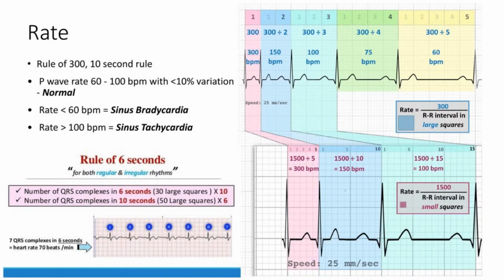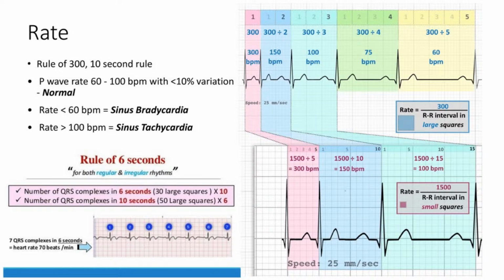Before you do that, you need to look at a few things. One is the paper speed. That is very important, and it helps you to calculate the heart rate. The standard should be 25 millimeters per second. One method is to use the rule of 300, and that is a 10-second rule. You divide 300 by the number of big squares that you count. On the diagram, the first box gives you 300, so you divide 300 by 1. If there are two big boxes, you divide by 2, and so forth.